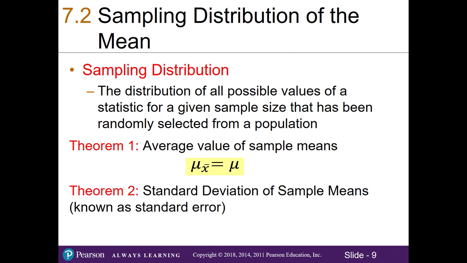Theorem 2 is known as the standard deviation of sample means, also known as our standard error. So if I take all my possible samples and I take their sample means, the standard deviation of these statistics is the population standard deviation divided by the square root of n.